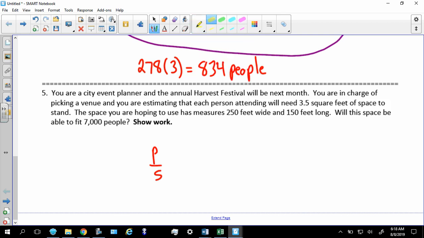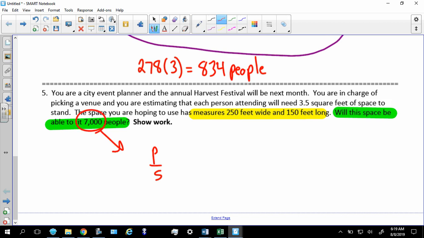The first part deals with how many people can fit in this space. That's the first part of it. And then the second part is a yes/no question, which means, will this space be able to fit 7,000 people? So make sure you read this carefully, because what a lot of people are going to want to do is take 7,000 and just plug it somewhere in the equation or in the proportion.